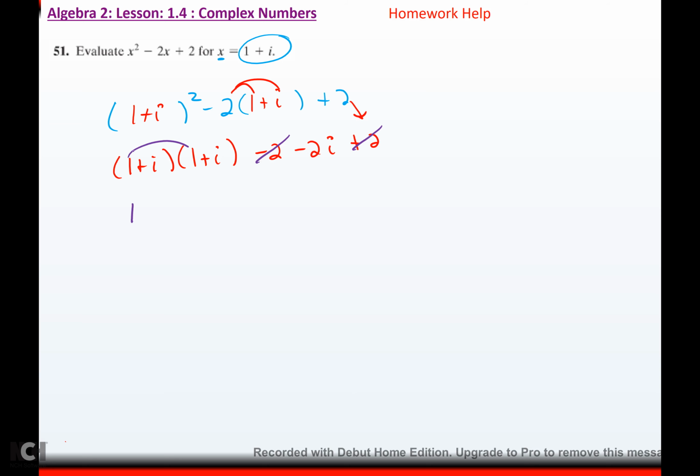1 times 1 is 1. 1 times i is i. i times 1 is i. i times i is i squared. Minus 2i comes down. Combine like terms and clean up your i squared. So this is going to be 1 plus 2i plus a negative 1 minus 2i. And I get, wow, 1 minus 1 cancels and 2i minus 2i, so you get 0. If I replace x with 1 plus i, I get 0.